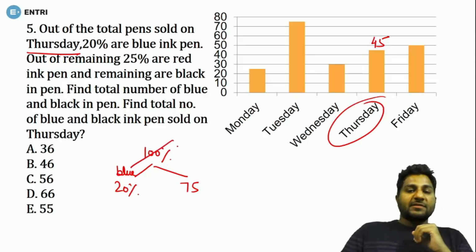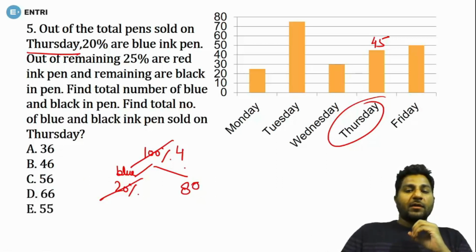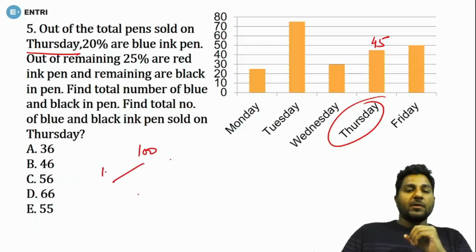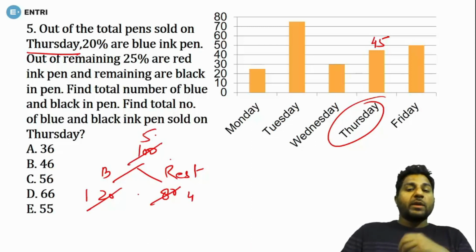Okay, that means let's make it a ratio, 4:1. That would be 80%, not 75. I thought it was 25, so it will be 80. So it will be blue 20, 80 rest. So what we could do, let's make it 50, 10 and 40.